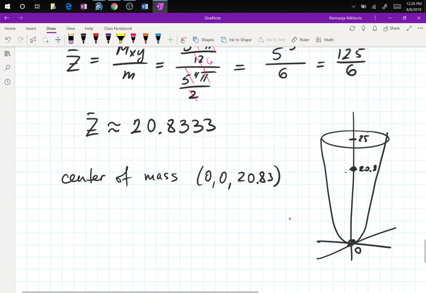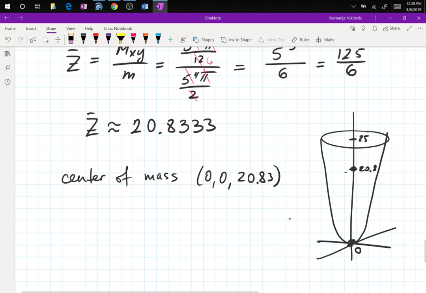So when you are done with these problems, you can actually use common sense to see if the answer makes sense. Obviously, if we got a number that's not between 0 and 25, you immediately know it's a garbage answer, right? Because the center of mass better be within the object. You can't balance the object outside of the object.